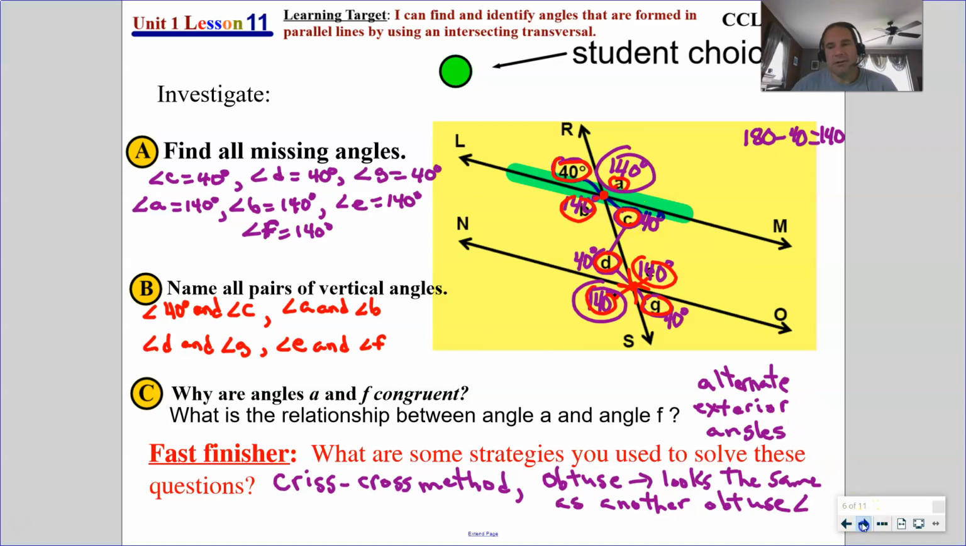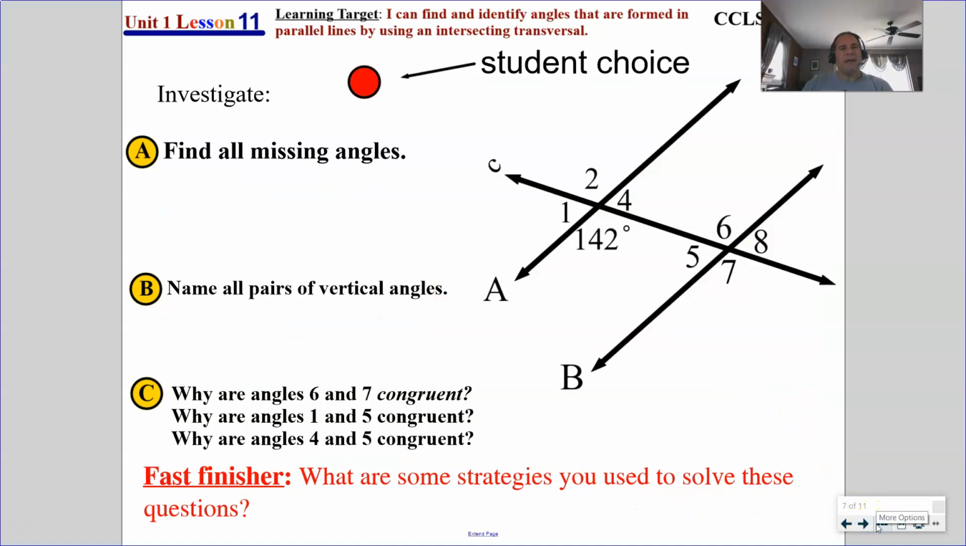And let's go on to the next question. Go ahead, see if you can do all of these problems. We'll come back and look at the answers. Find all the missing angles, name all pairs of vertical angles, and then answer C. Don't worry about the fast finisher. Press pause and try the problems now.